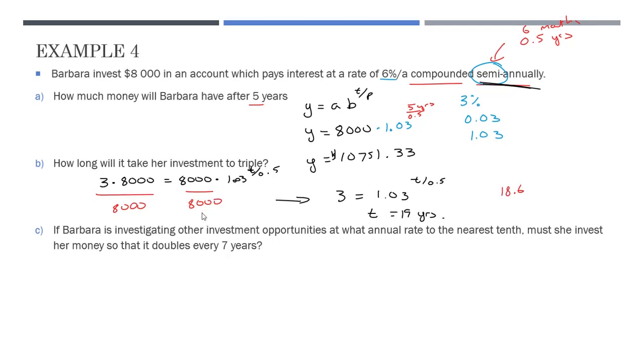On to C then. So if Barbara is investigating other investment opportunities, at what annual rate to the nearest tenth must she invest her money so that it doubles every 7 years? So we'll use our formula we already made. We want double her investments.